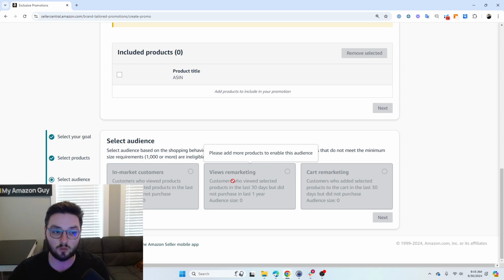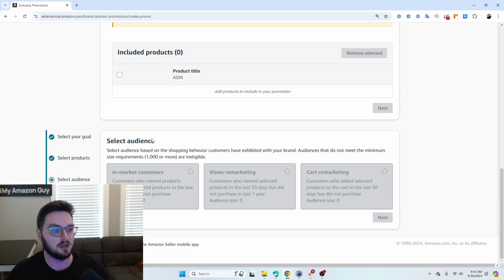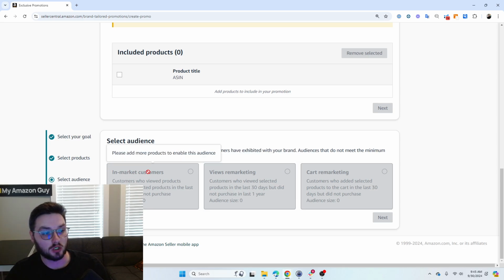I like this one a lot. This is going to be really, really useful for targeting those who are clicking on your product but maybe not converting. And again, as we know, price is typically the number one converting factor on Amazon. So seeing something like this come out is great. Brand cart abandoners beforehand was essentially how people could do the views remarketing. But at this point, I think this is going to be a much more useful one, especially over the last 30 days. And then we have in-market customers.